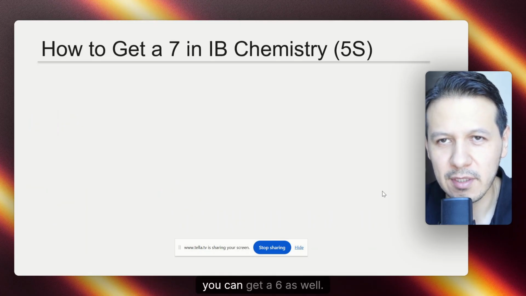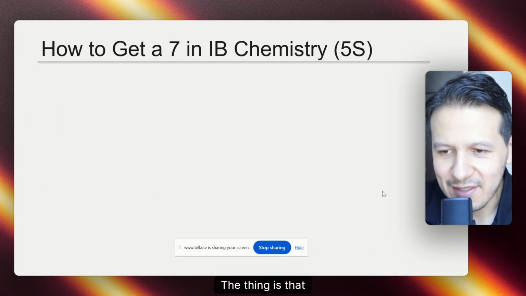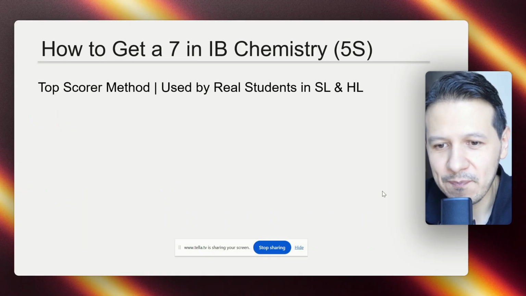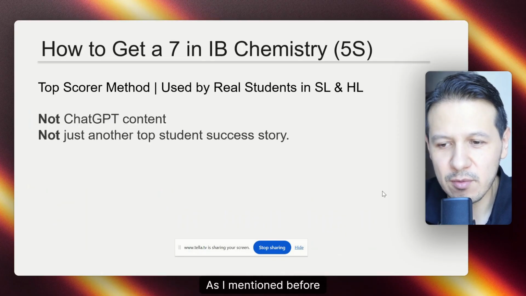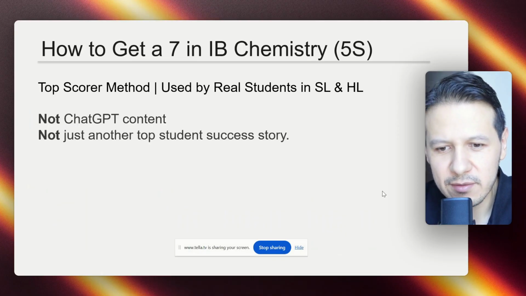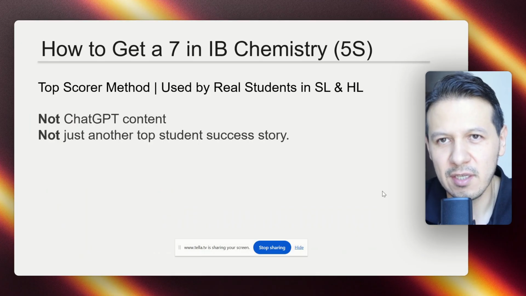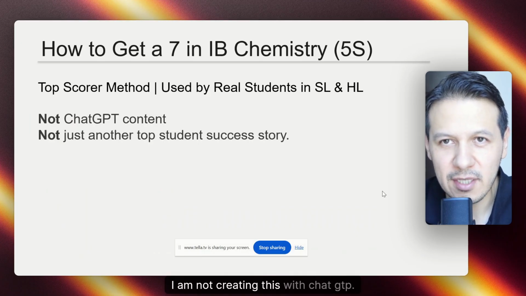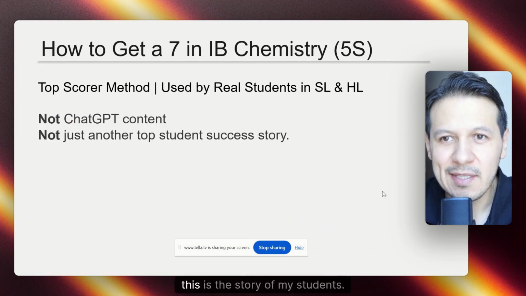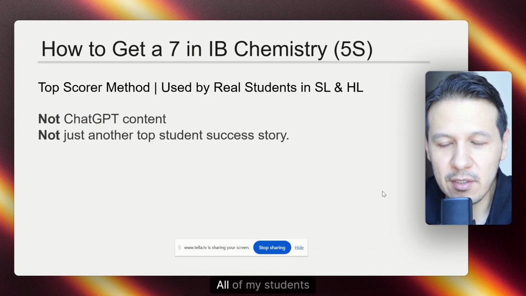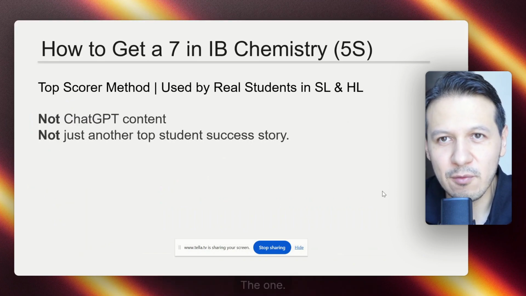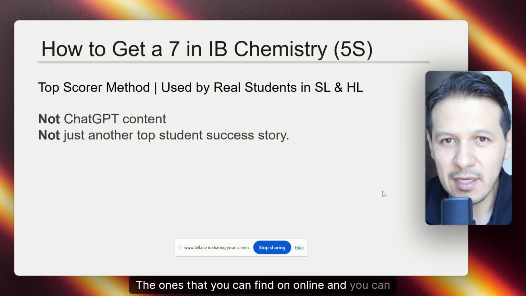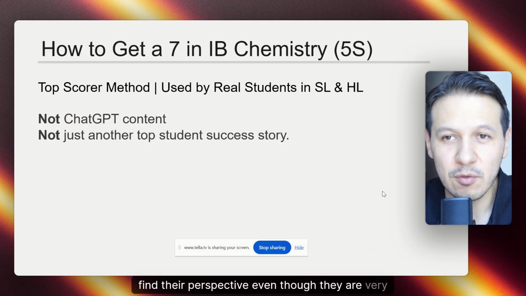Of course, you can get a 6 as well. The thing is that these are the strategies. This is the top scorer method used by real students, as I mentioned before, in SL and HL. This is not ChatGPT content, so I am not creating this with ChatGPT. This is the story of my students, all of my students who got good grades. This is not just another top student success story, the ones that you can find online, even though they are very good.